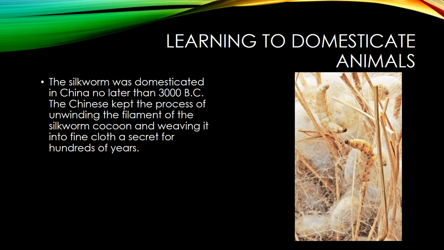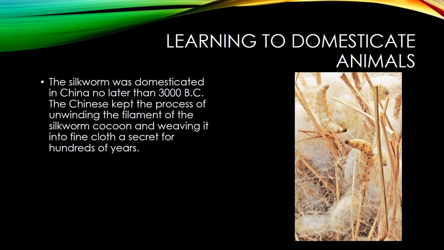In another part of the world, the silkworm. The silkworm was domesticated in China no later than 3,000 years BC. The Chinese kept the process of unwinding the filament of the silkworm cocoon and weaving it into fine cloth a secret for hundreds of years. Now, later on in our studies, we're going to come to an area called the Silk Road. It is a literal trade route from China to the Middle East. China was the only place that you could get genuine silk. They kept this secret closely guarded of how they actually unwound each little thread of the cocoon from the silkworm and used it in weaving these fine cloths.